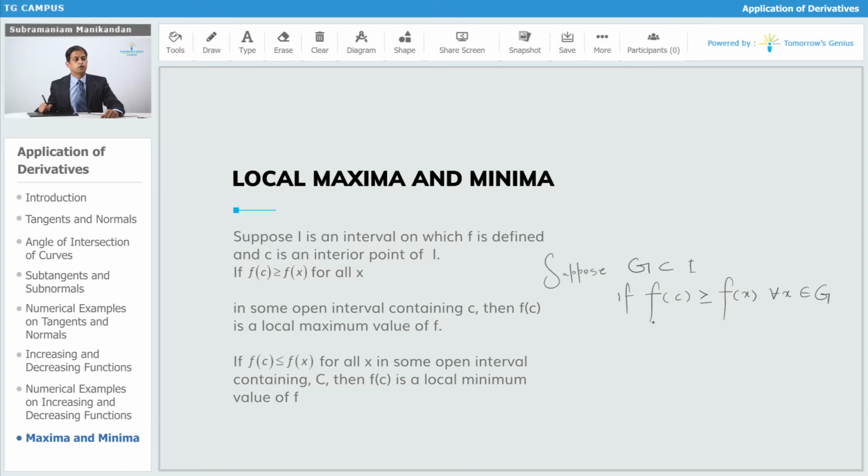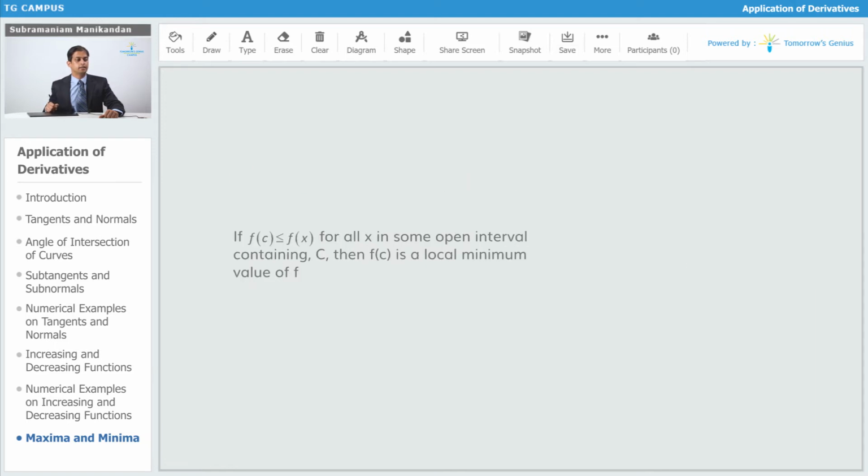If the function similarly has f(c) less than or equal to f(x) for all x in some open interval containing c, then f(c) is a local minimum value of f.